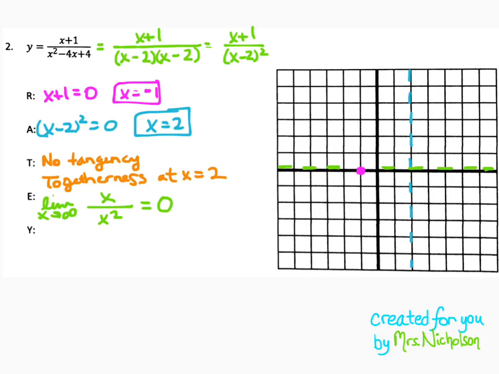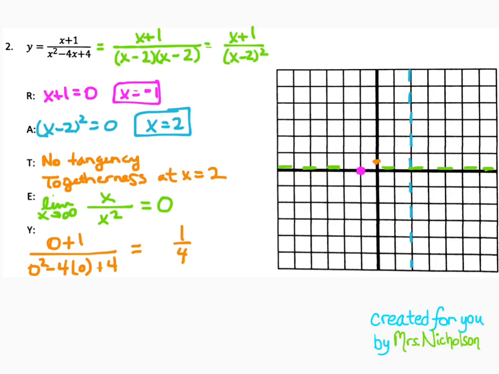Alright, and finally, y-intercept. If I substitute in zeros for all my x's, and you could do it in the original function like I'm doing, or in the factored form, either one, either way, I get 1/4 for a y-intercept. So my y-intercept is going to be right here.